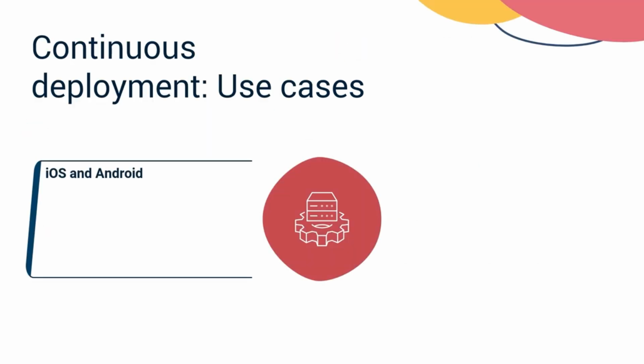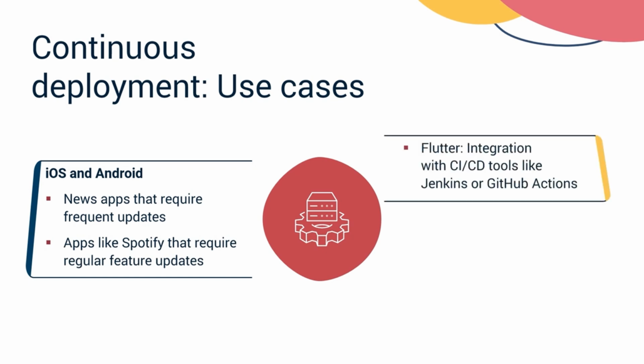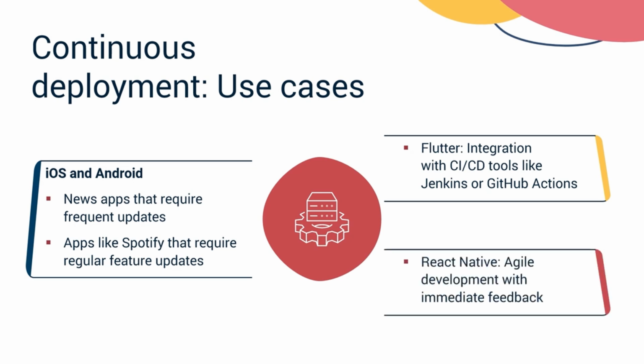On iOS and Android platforms, news apps that require frequent updates and apps like Spotify that require regular feature updates use continuous deployment. Flutter supports continuous deployment by integrating with CI/CD tools like Jenkins or GitHub Actions. React Native uses this deployment strategy for agile development with immediate feedback.